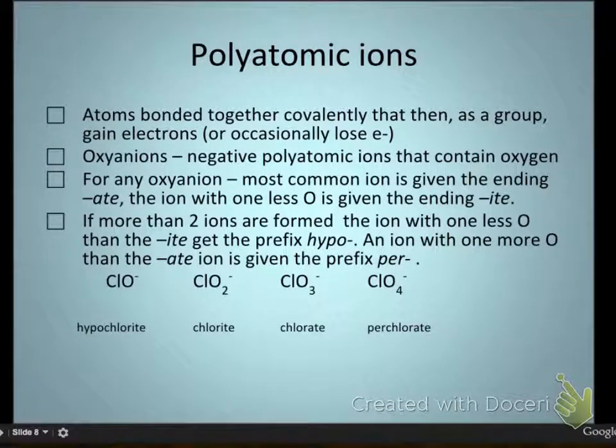So up to now, we have been talking about monatomic ions, made up of how many atoms? One. Now we've expanded and we're talking about polyatomic ions. Poly means more than one. So poly can mean two or three or five. Polyatomic ions are where you've got a group of atoms that have bonded covalently. They're sharing electrons, and then as a group, they give up or gain electrons.